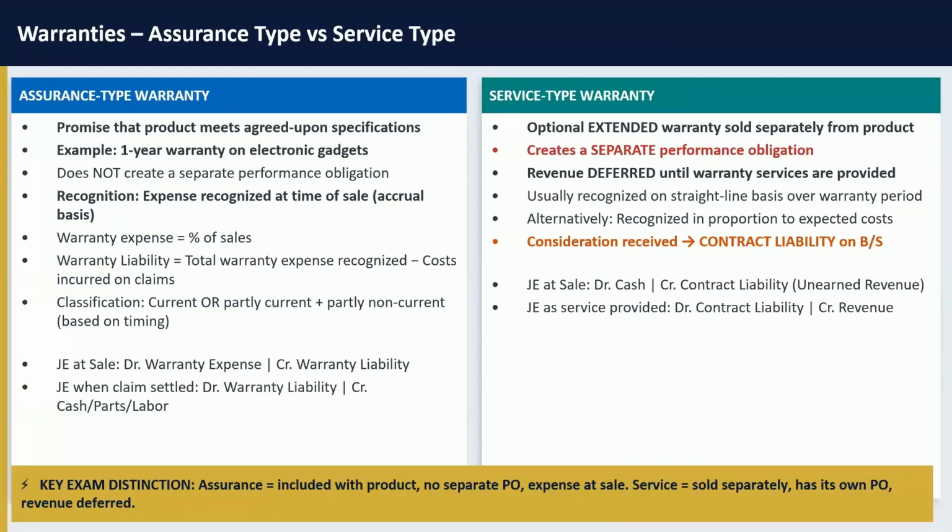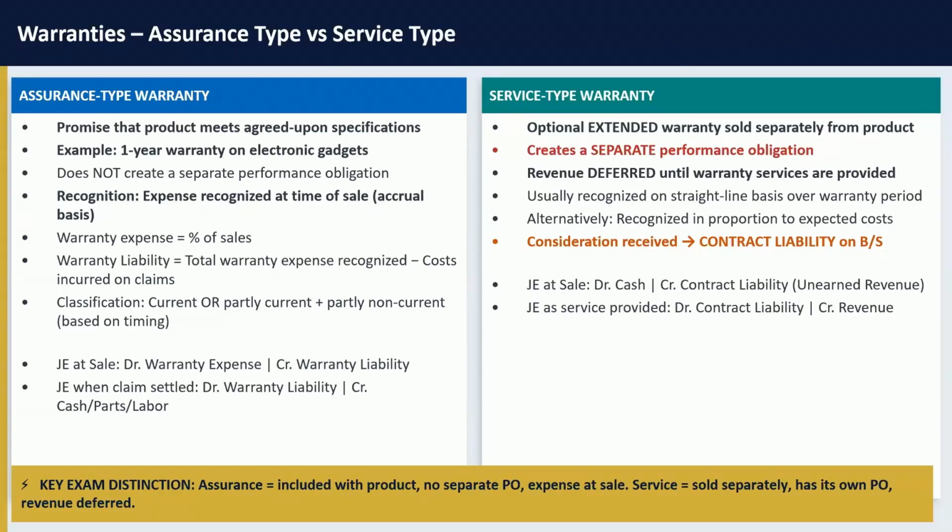Now you can ask me why matching concept doesn't come into existence in assurance type warranty. It is because this is not an expense that you are incurring in cash. It's an estimated expense. Okay. And you never exactly know when your customer will demand assurance type warranty from you. That is why initially itself, when you sell television or any other appliance, immediately you will record this warranty expense.